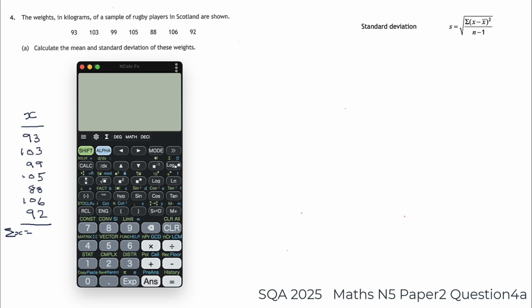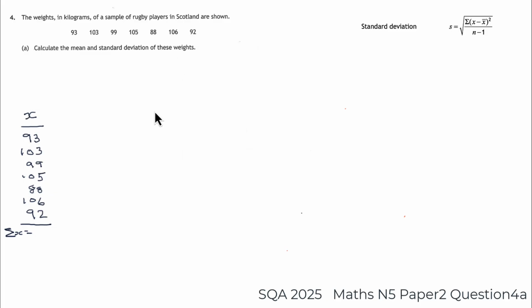So let's do that. There's 93 plus 103 plus 99 plus 105 plus 88, add 106, and finally we'll add the 92 equals, and there we go, 686.